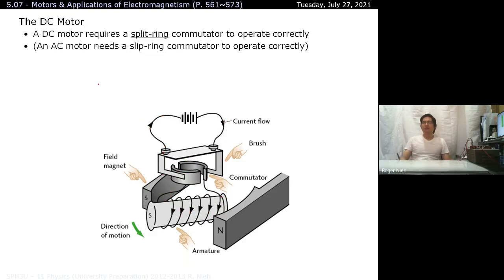Now there's a difference between a DC motor and an AC motor. The picture that we have over here is the same as in your course pack. If you've already printed it out, we're talking about the top of course pack page 57. The picture's on the top right-hand side. You don't need to copy it down, but know that that's what it looks like, at least three-dimensionally.